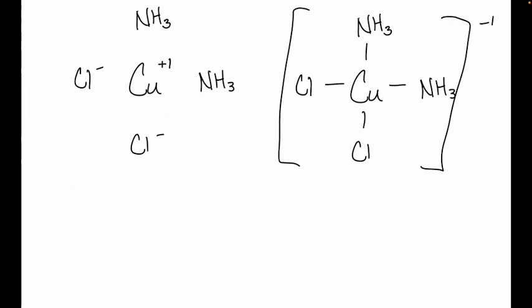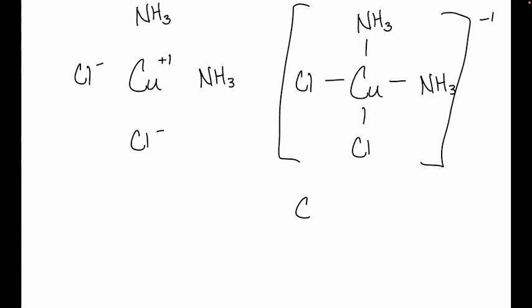So when I'm building my formula for this here, it would be Cu, and then our amine, I got two of them, because that comes first in alphabetical order, followed by my chloro ligand, and then that net charge of negative 1. All right, and when we name them, we're just going to read them in that alphabetical order as well.